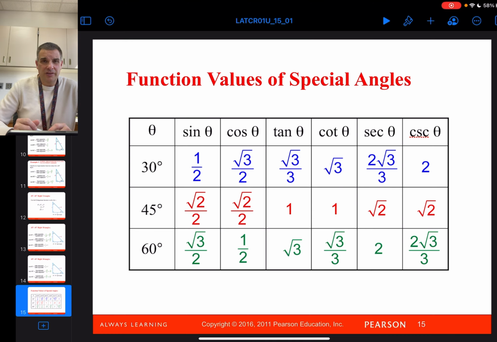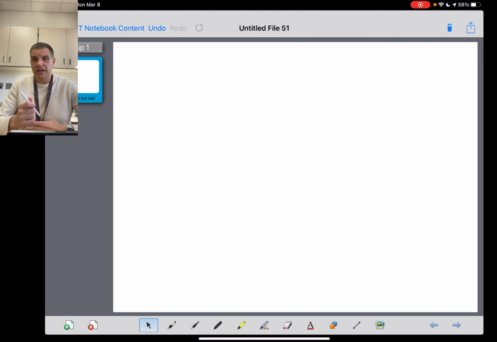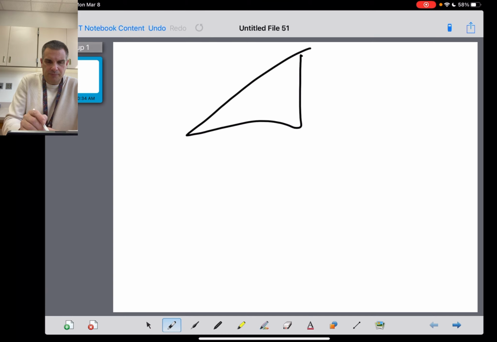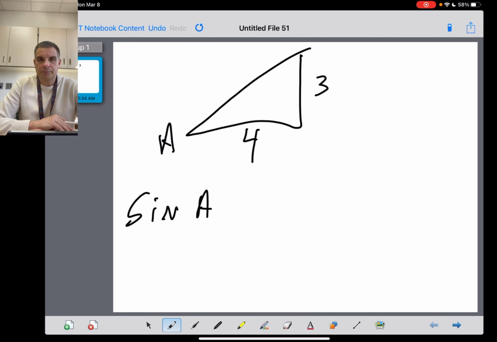All right, so a couple other things that I want to talk about, things that you may have to do today. You may be given two sides of a triangle. So they may tell you that this length is 3, this length is 4. This is angle A. It might ask you to find the exact value of the sine of A. Remember how you find the third side of a right triangle, Pythagorean theorem.